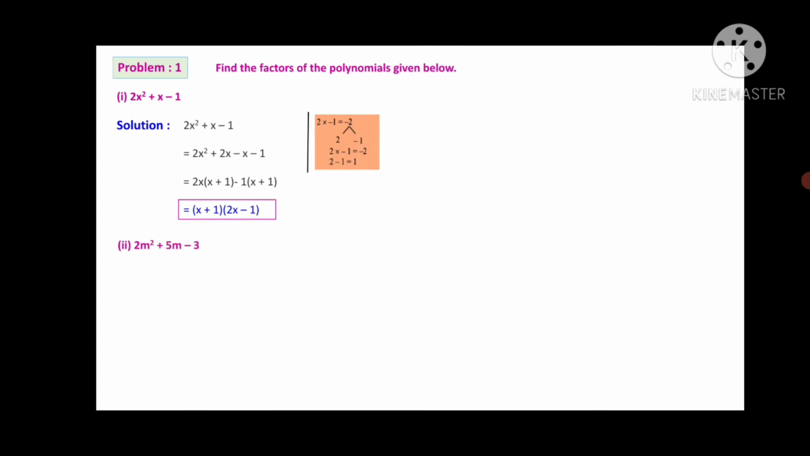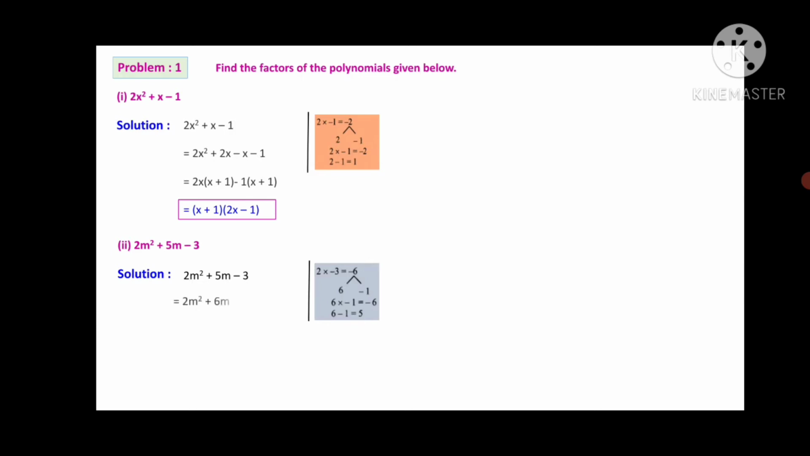Second, 2m square plus 5m minus 3. Friends, here 2m square plus 5m minus 3 is given. The square term coefficient 2 and minus 3 should be multiplied, and you get minus 6. We have to factorize minus 6 such that the product is minus 6 and the sum is 5. So it will be 6 and minus 1.